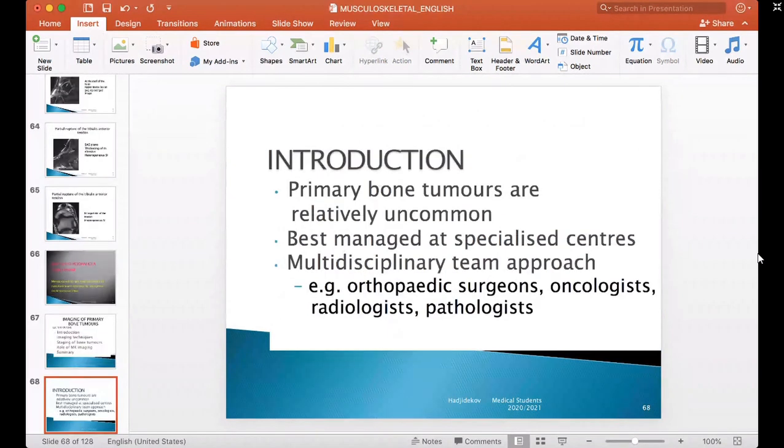So here we have an introduction about bone tumors. Primary bone tumors are relatively uncommon, and they should be best managed at specialized centers, not in every hospital, in every department, because we need a multidisciplinary team approach. In this team, we have not only radiologists for the diagnosis or pathologists for histopathological verification and diagnosis, but we should also have orthopedic surgeons and oncologists.